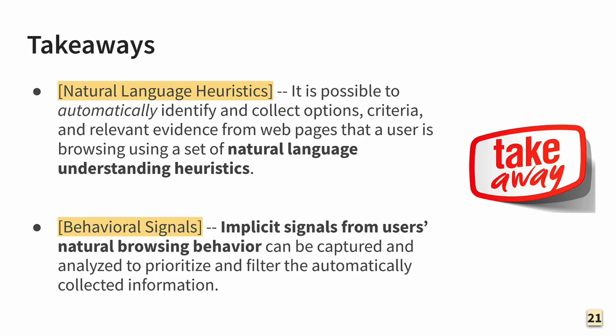So to conclude, it is possible to automatically identify and collect information from web pages that a user is browsing using a set of natural language understanding heuristics. In addition, implicit signals from users' browsing behavior can be captured and analyzed to prioritize and filter the automatically collected information.